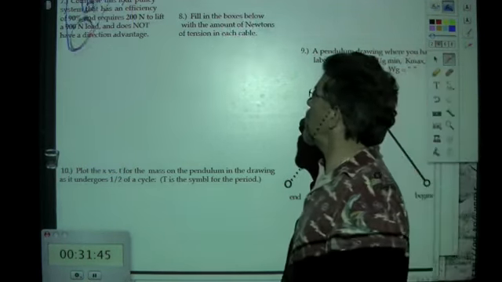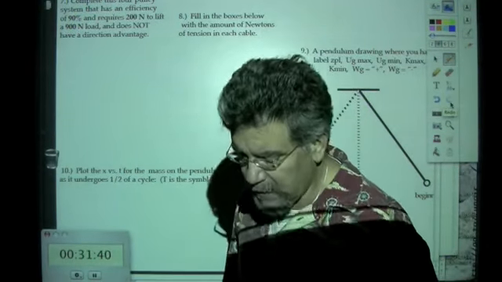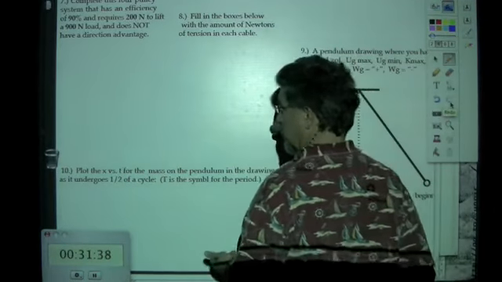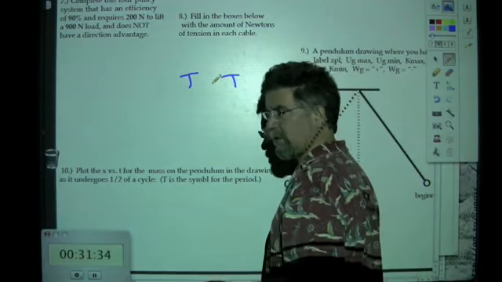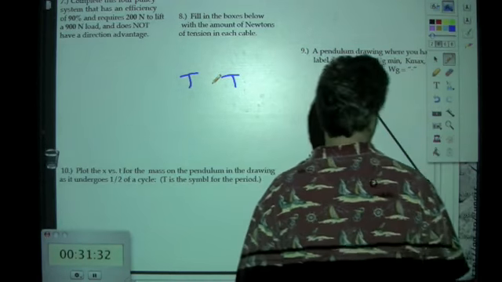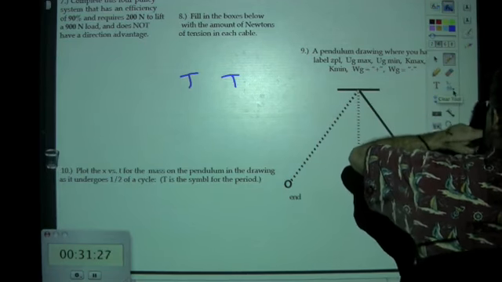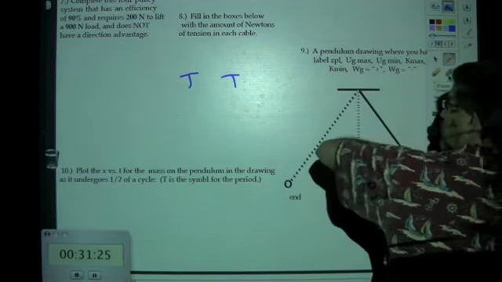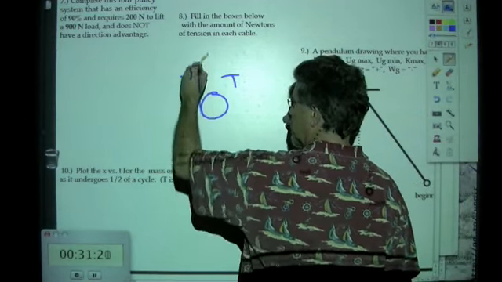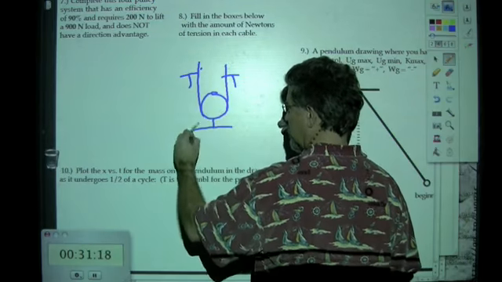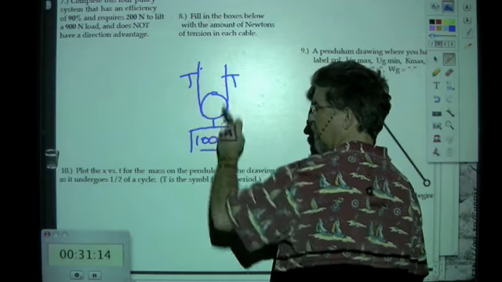Fill in the boxes below with the amount of newtons of tension in each cable. This is going to be a complex pulley system. Boy, this is the one where you go T. Let me just give you a general idea. These are hard to find on the internet, and they're hard to draw. This is one of those things where if you have a pulley here, and then you got some kind of load here, say it's 100 pounds, then you know it's going to be shared equally.